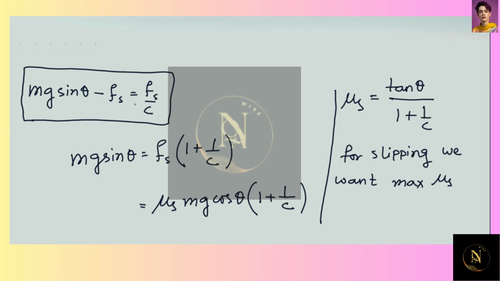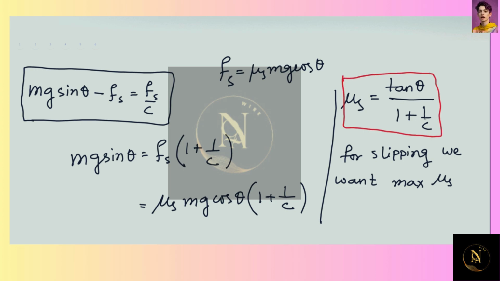From here, we take Fs on the right side and take that common, because it's the same on both of the terms, so we take that outside the parenthesis. So we have this expression, and then we replace Fs. Let me write that down one more time. Fs is mu s times mg cosine theta, and we replace that over here. From there, if we write this expression in terms of mu s, we get the following expression, where mu s is tan theta over 1 plus 1 over c.